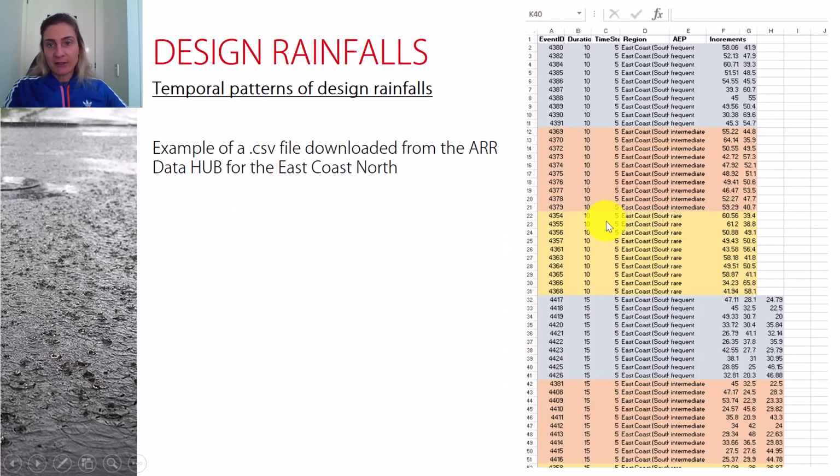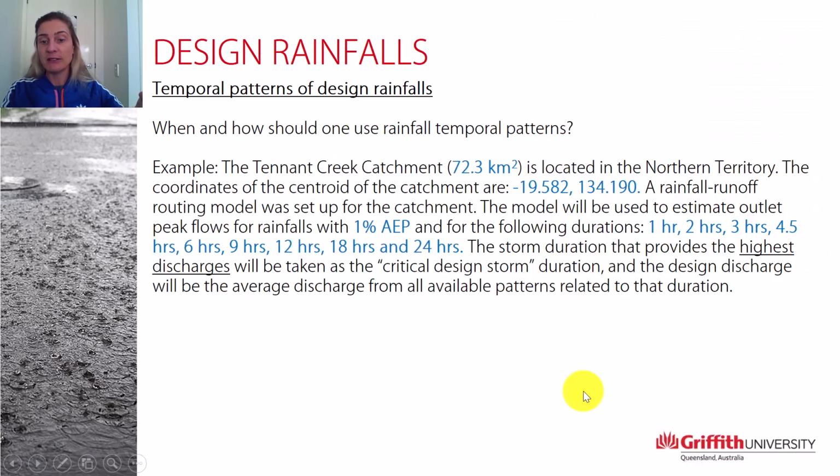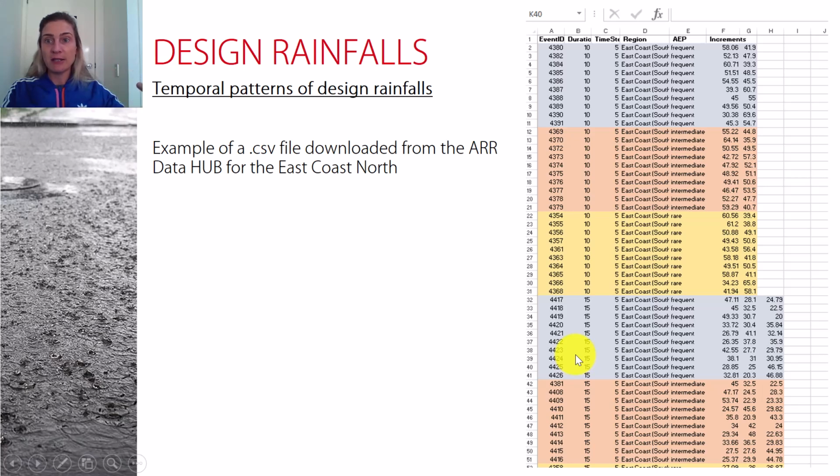Now I'll just open up here one of those CSV files for one specific region in Australia. And as I said, we have different AEP classes. We have 3 different classes: frequent, intermediate, and rare. For each of them, we have different durations. So we start with 10 minutes, then we follow by 15 minutes, and then 20 minutes.